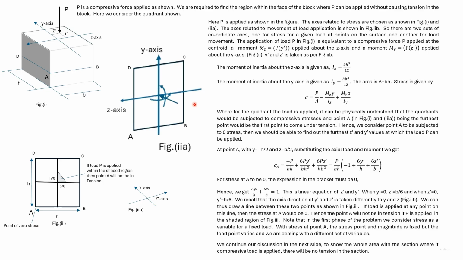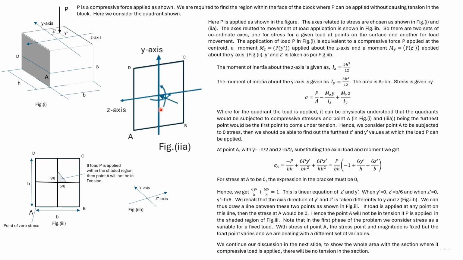Since we want this section to be free of tensile stress, we'll find out the condition at which the stress at the point A, which has the maximum tensile stress, is 0. So we'll find out the locus of the point P first, at which the stress at the point A is 0.